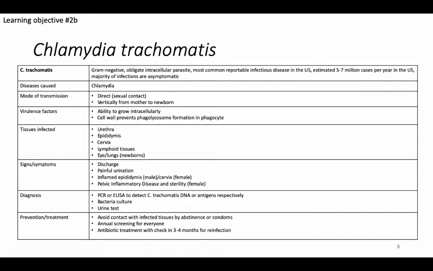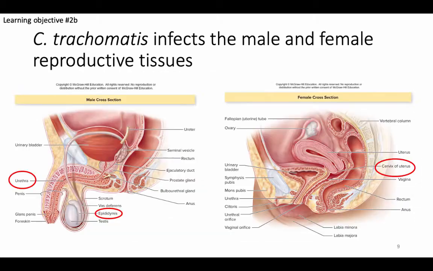Prevention is to avoid contact with infected tissues by abstinence or barrier protection using condoms. It's recommended that everyone who is sexually active is screened annually for chlamydia. And if you are testing positive for chlamydia, you will have antibiotic treatment, and you'll often be rechecked in 3 to 4 months for reinfection, which is very common and also can contribute in chances of becoming sterile.